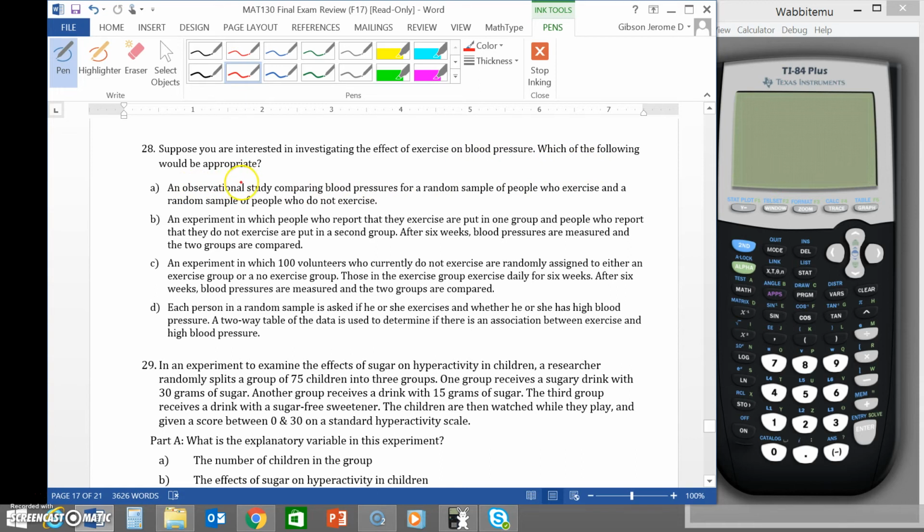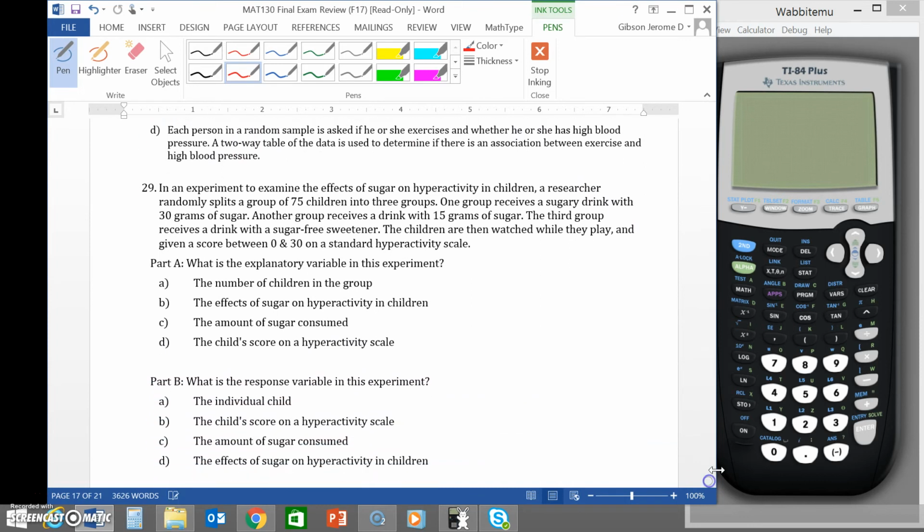Okay, so now basically it would be C, an experiment in which 100 volunteers who currently do not exercise are randomly assigned to either an exercise group or no exercise group. Those in the exercise group exercise daily for 6 weeks. After 6 weeks, blood pressures are measured and the two groups are compared. So this would be most appropriate out of the others. Now, if you have any questions about the others, please bring them to class and we can discuss them.